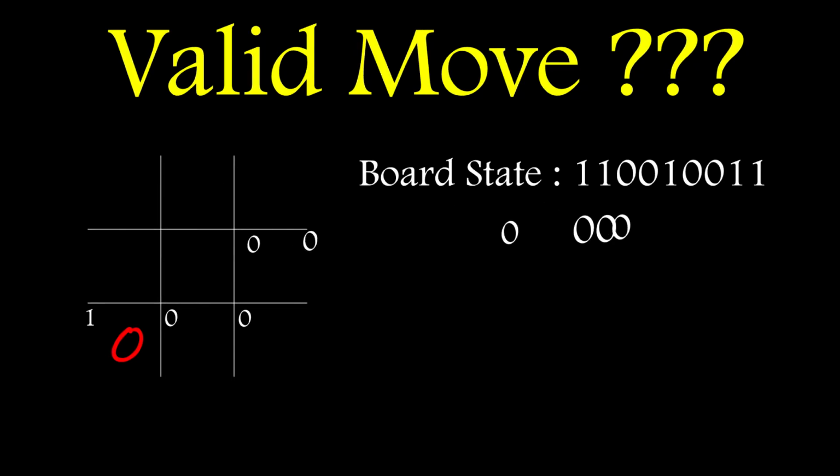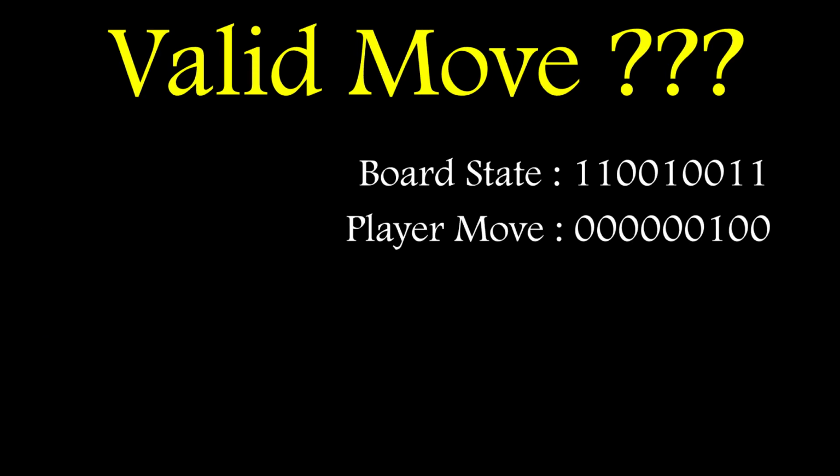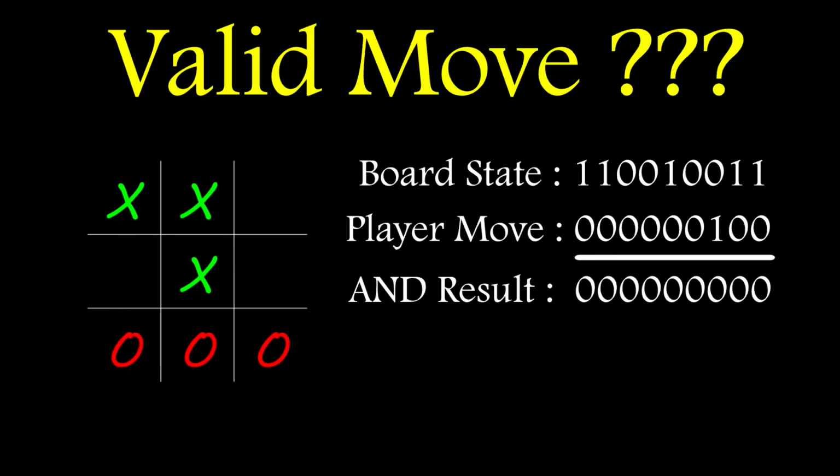And I do this by comparing the numbers using a bitwise AND operator. Each bit is checked against its corresponding bit, and if they all return a zero, then the space is free. Any other number would mean the space is occupied.